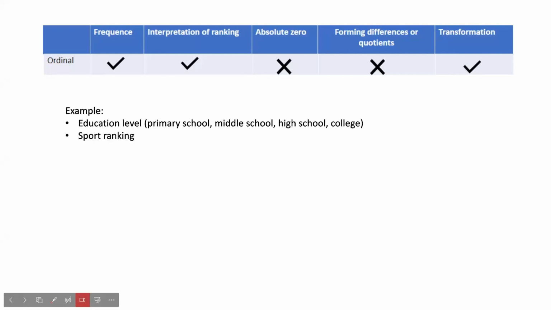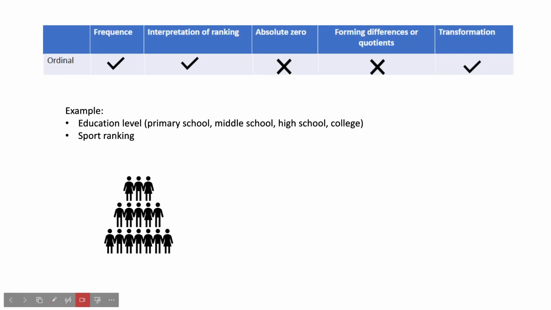It makes sense, right? But there is no absolute zero, so we cannot form differences or quotients, where we cannot say primary school plus middle school, or high school times college. It doesn't make sense. The transformation is a little bit stricter than for the nominal scale. So we can take a look at an example.